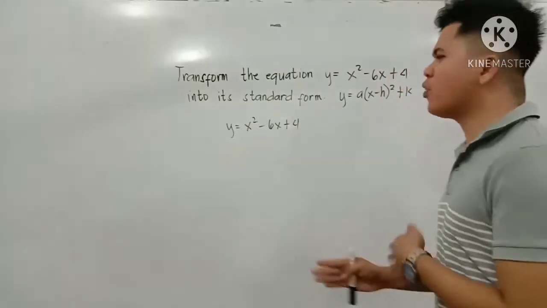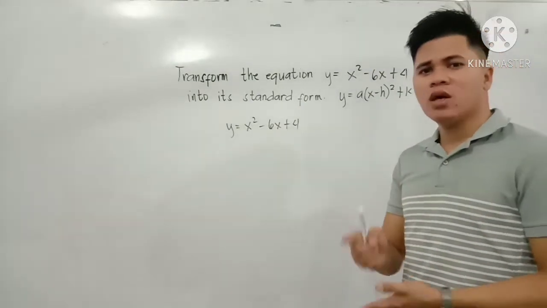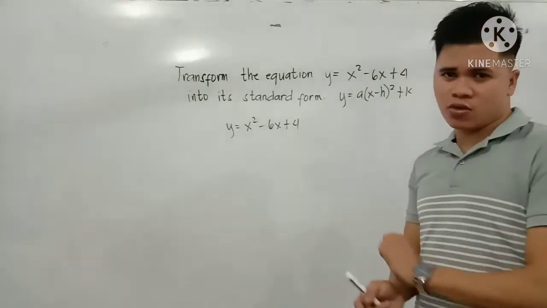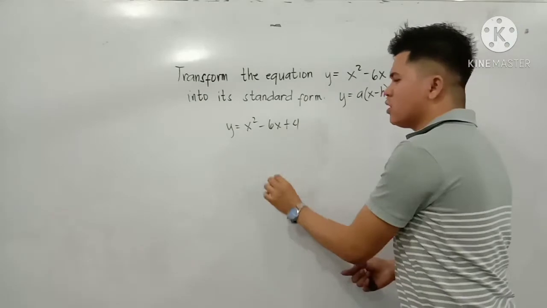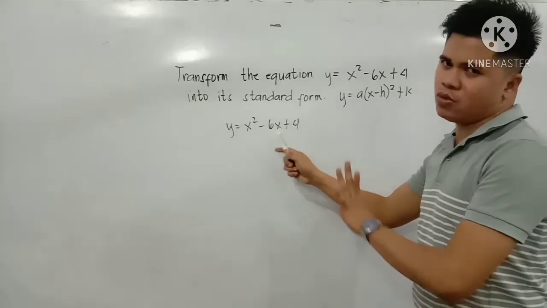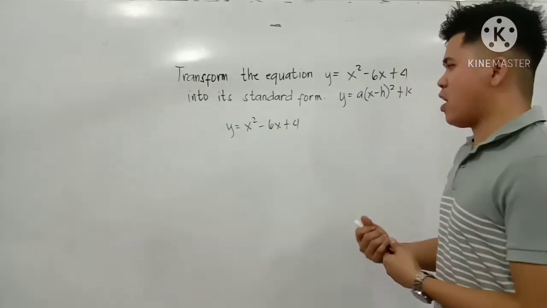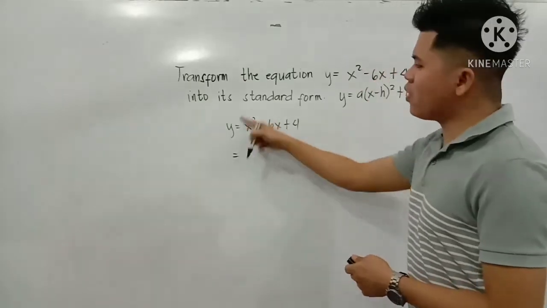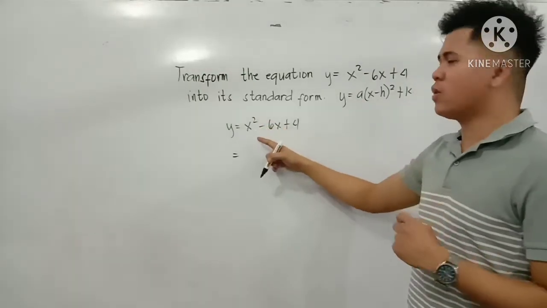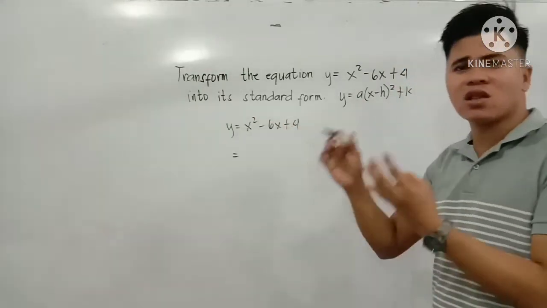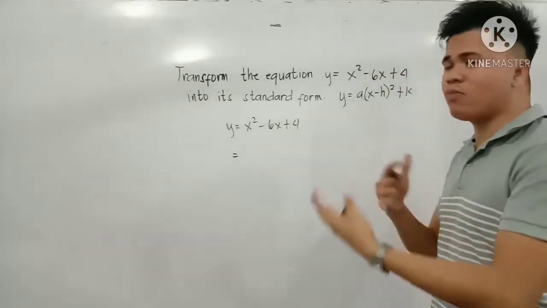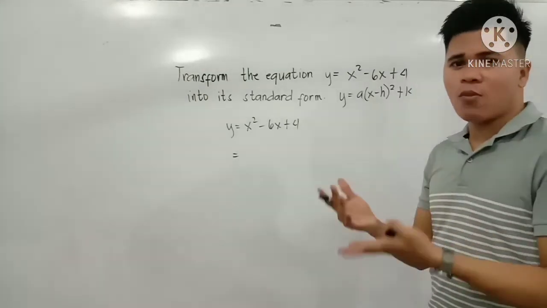So first, we have to factor out the coefficient of the quadratic term from the first and second terms. Do not include the constant. Okay, so now let's factor out the coefficient of our quadratic term. This is our quadratic term since it is a term with degree 2. Then the coefficient here is 1. Since it is positive 1, we can no longer do that. Automatically, we proceed to the next step, which is grouping.